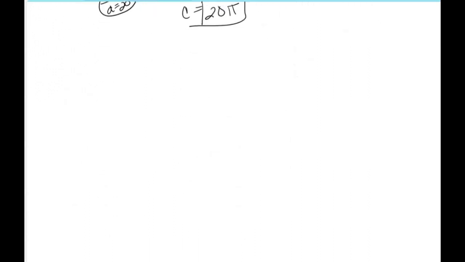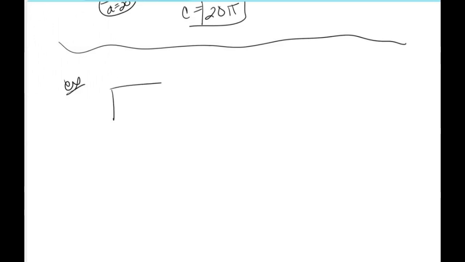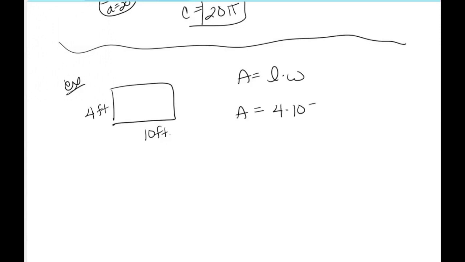So perimeter and circumference talk about the distance around the shapes. And then we also want to talk about area, which is all of the space inside the shape. So when we're dealing with a rectangle, for example, and the sides were like 4 feet and 10 feet, the formula is the length times the width. So the length and width are 4 and 10, which would give me 40.